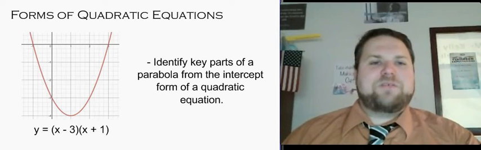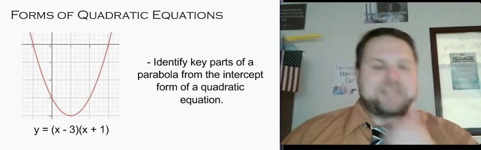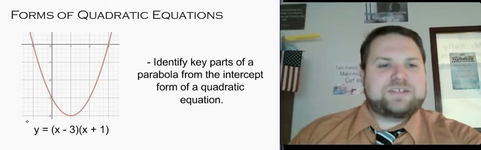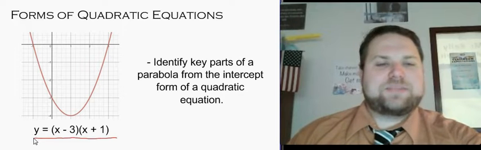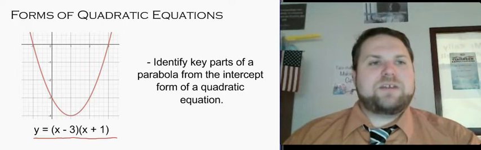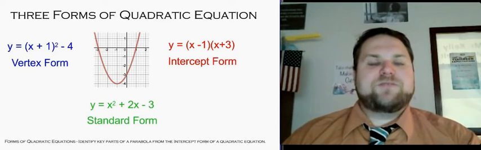Alright, our last form of quadratic equation that we're talking about this time is intercept form, which is going to look like this: y equals x minus 3 times x plus 1. Now we are going to take a look at what we can find from this. Remember, we've now gone through all three forms: vertex, standard, and intercept.